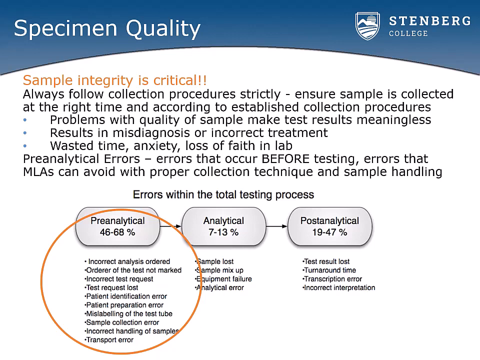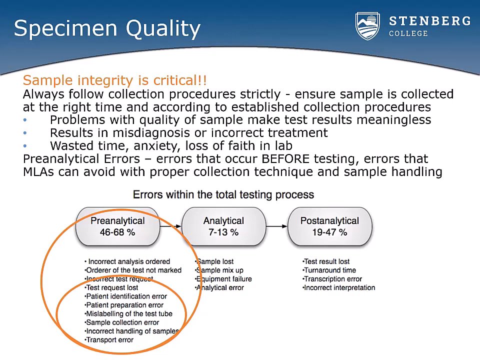Look at the list and see how many ways the sample quality can be impacted by pre-analytical errors. It is our job to follow collection instructions and ensure correct sample handling, so we have a lot of responsibility. You can see that errors occur due to patient ID error, patient preparation error, tube mislabeling error, sample collection errors, and incorrect handling of samples or transport errors such as sample delays.